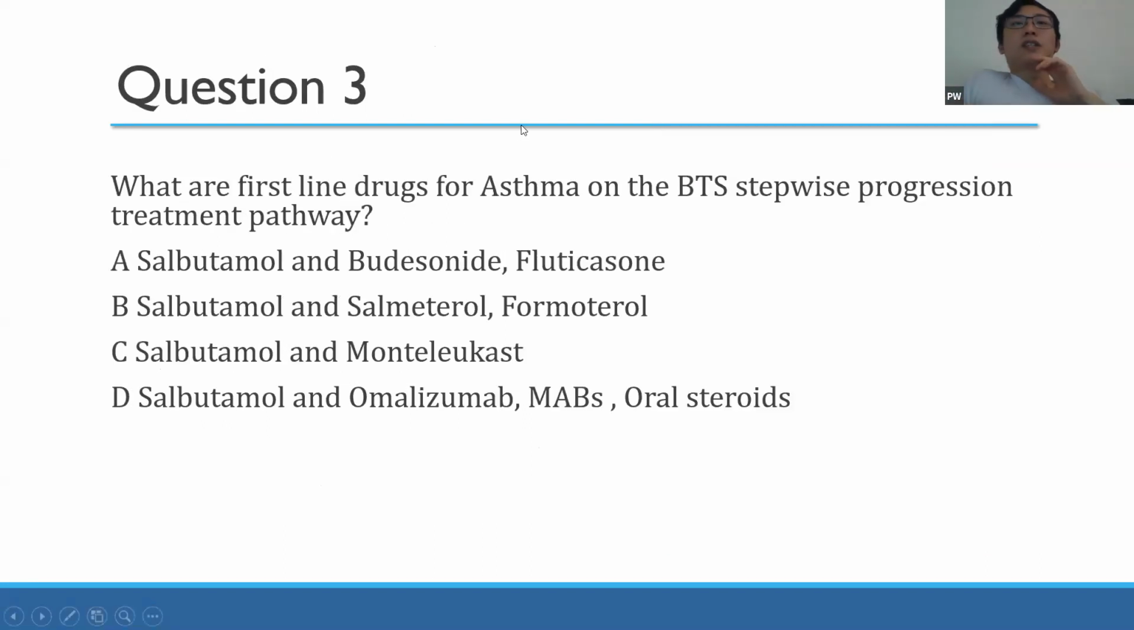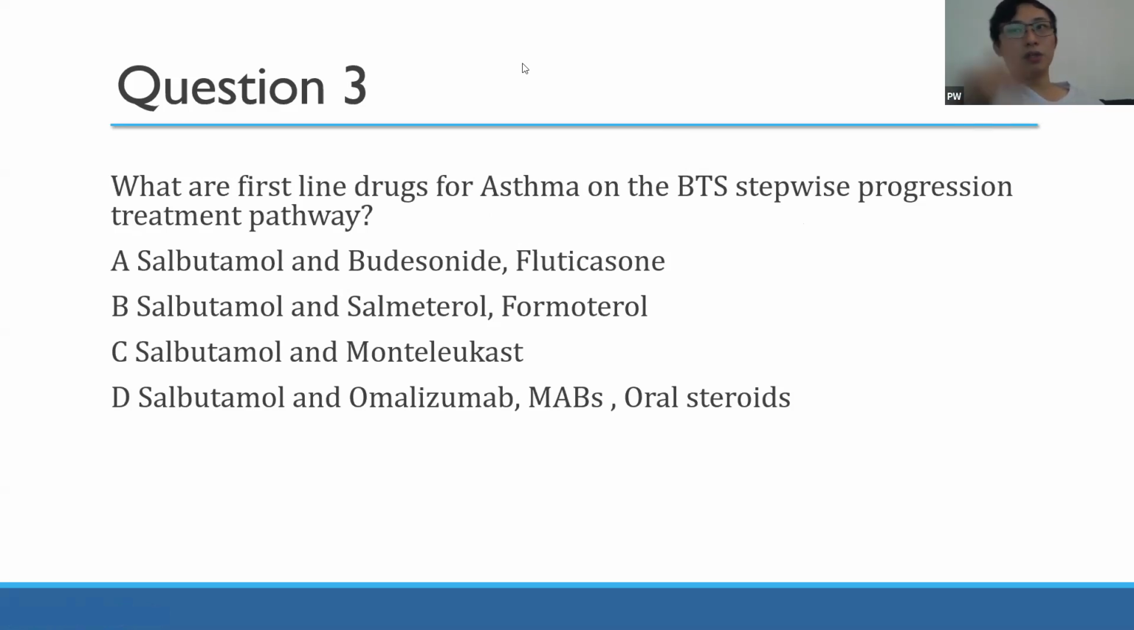So, right, guys, I'm going to give you a bit of a question on some of our first-line drugs. What are the first-line drugs for asthma on the BTS stepwise progression treatment pathway? Is it A, salbutamol and budesonide and fluticasone, B, salbutamol and salmeterol and formoterol, C, salbutamol and montelukast, or D, salbutamol and omalizumab, monoclonal antibodies, and oral steroids?